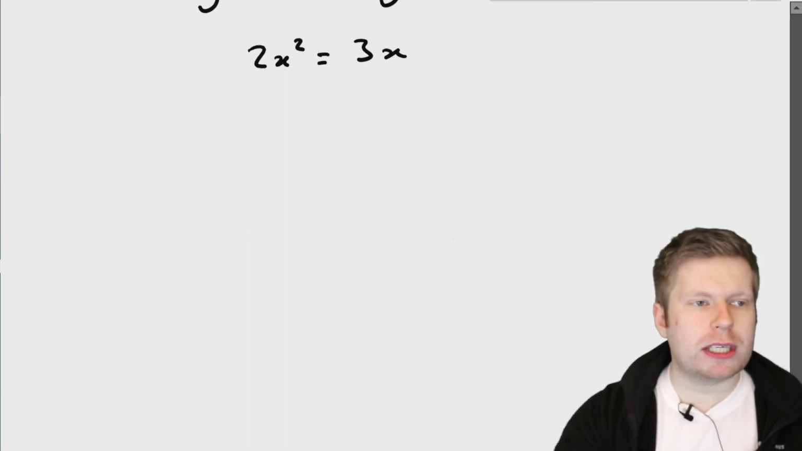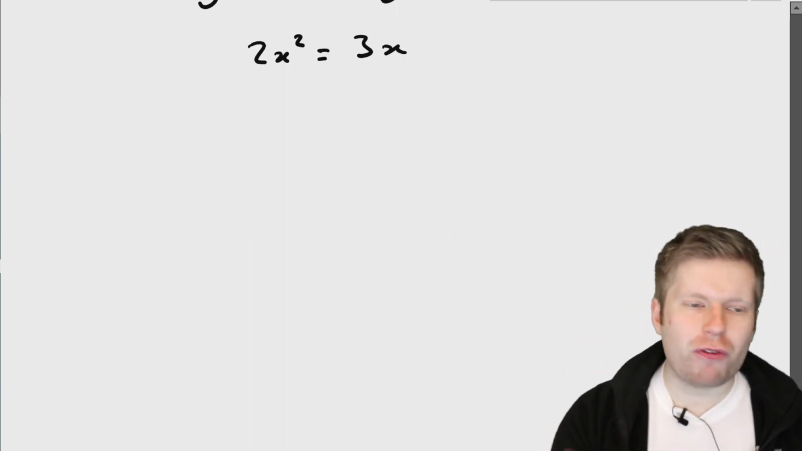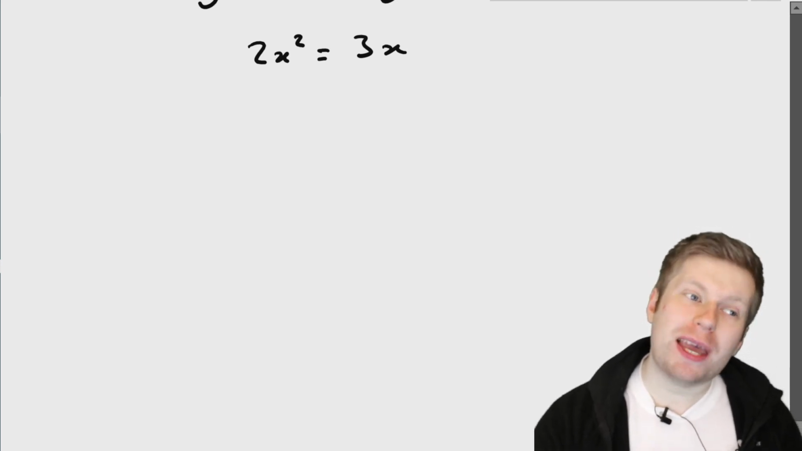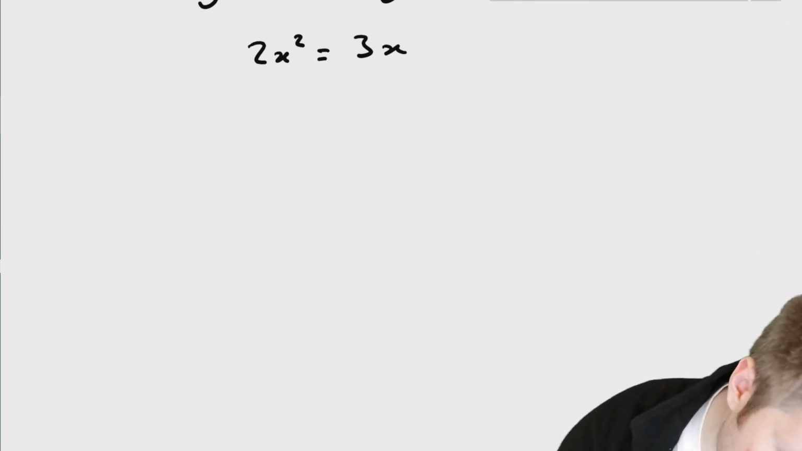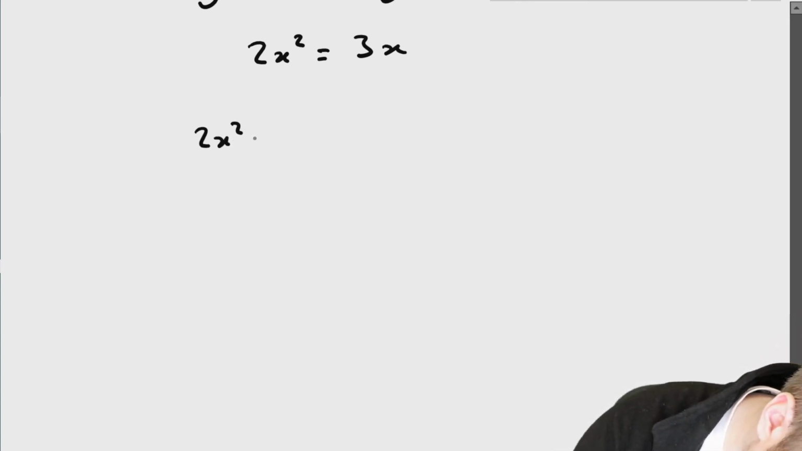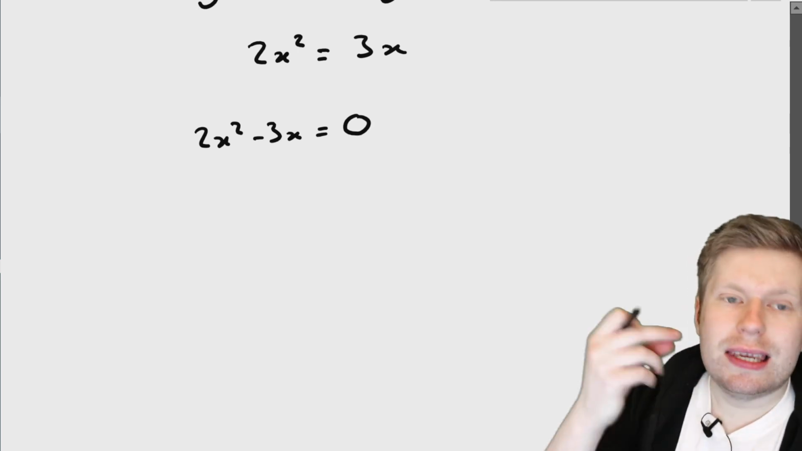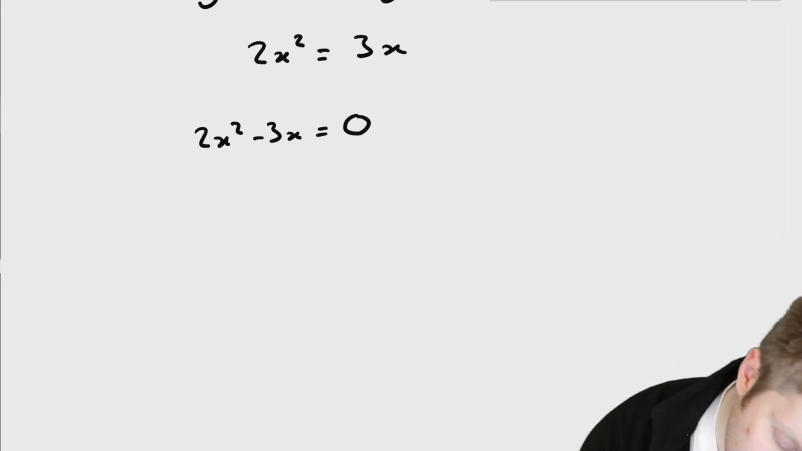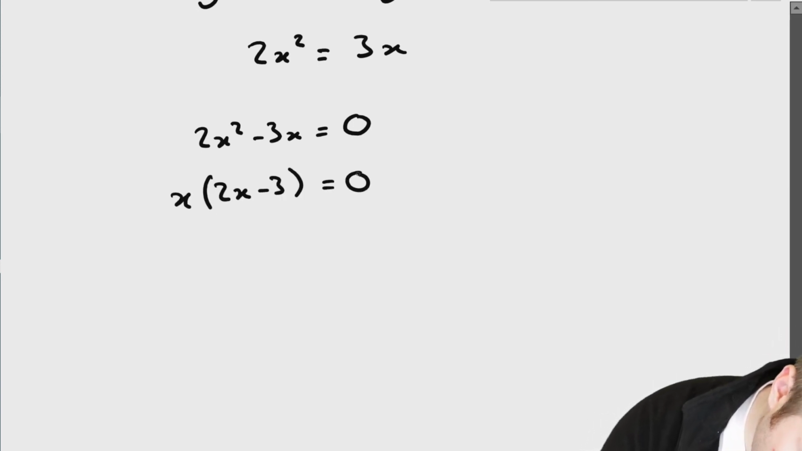In order to capture both of the situations, I can see it's a quadratic. What do we always do to solve quadratic equations? Well, we make them equal to 0. So I'm going to stick the 3x on the left-hand side, and I end up with 2x squared minus 3x equals 0. Now I'm going to factorize, so I factor out an x, and inside I end up with 2x minus 3 equals 0.